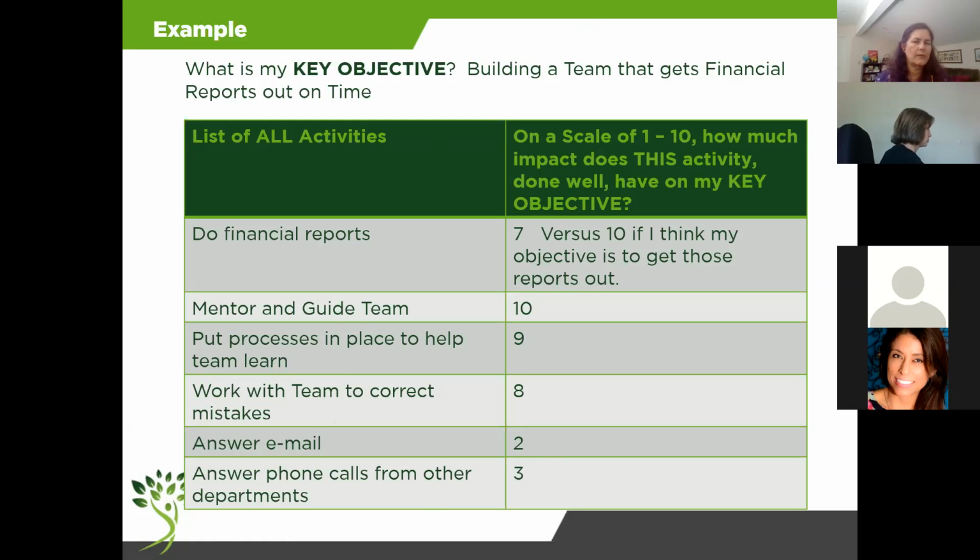A question that comes up a lot is people start looking at all these activities and they say, well, done together, they have a big impact. And one of the things that's very specific is that each activity you want to score by itself. So I know that you're not going to only do mentoring and not do anything else. But the idea is if I do mentoring really, really well, how much does mentoring lead to my objective? If I correct mistakes really, really well, how much does that lead to my objective?